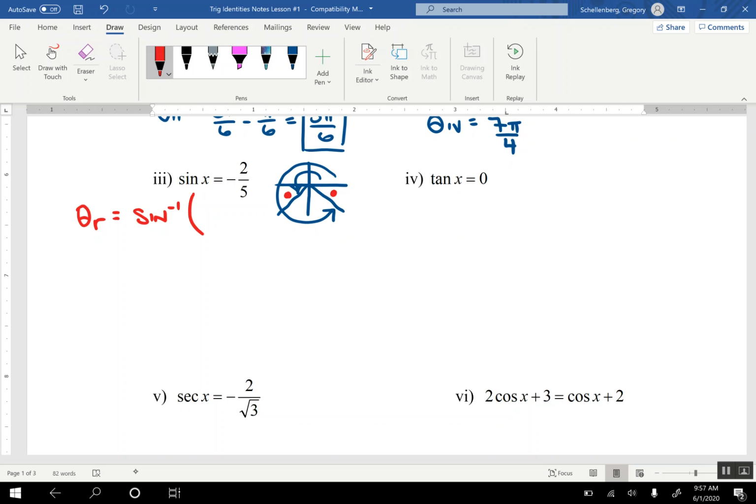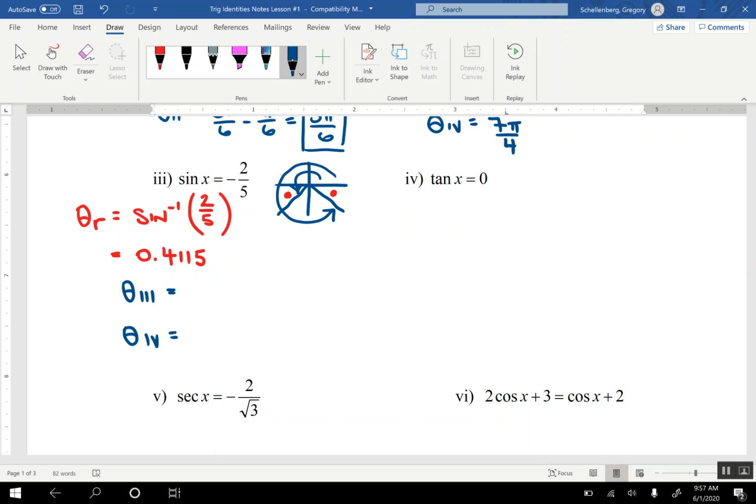Okay, so I'm going to do the inverse sine of 2 over 5, and I should get something like 0.4115. Okay, so that is our reference angle, and we will use that to find our angles theta. So we'll have a theta 3 and a theta 4.